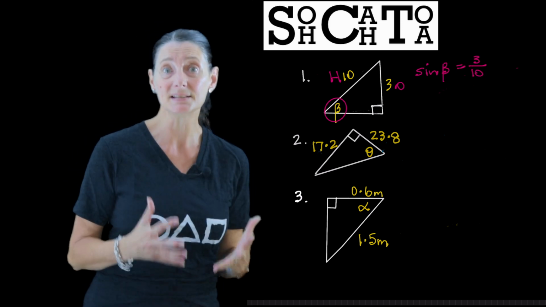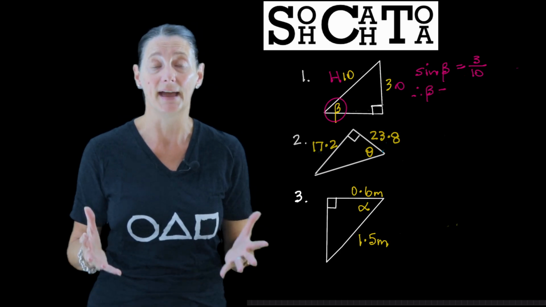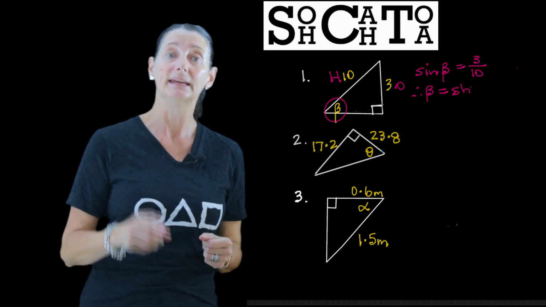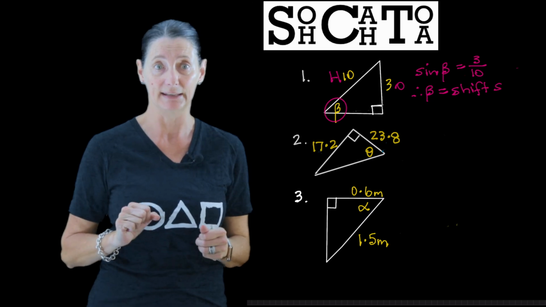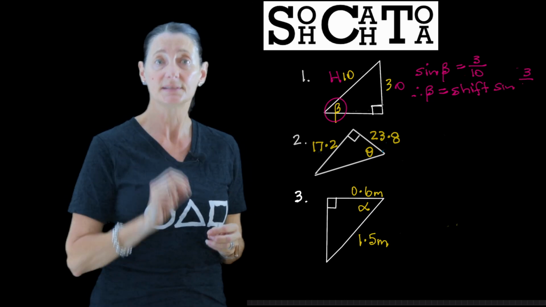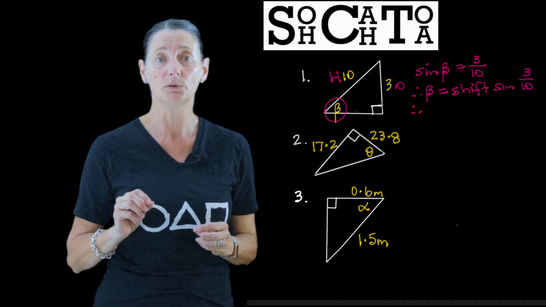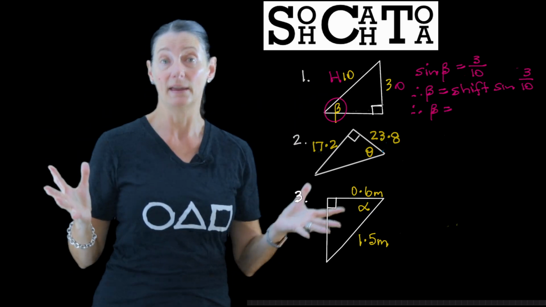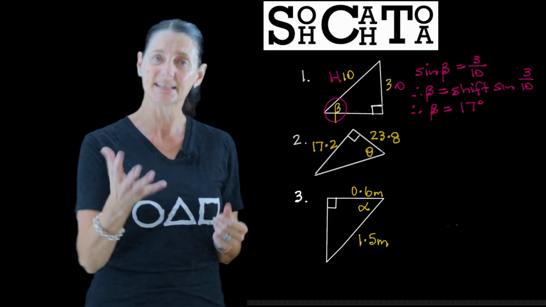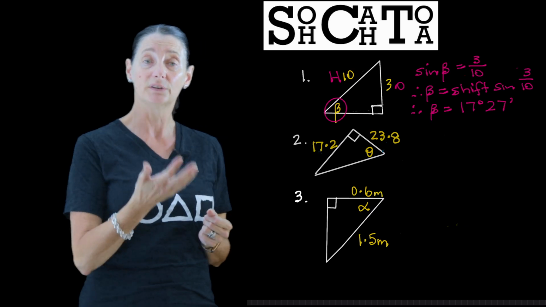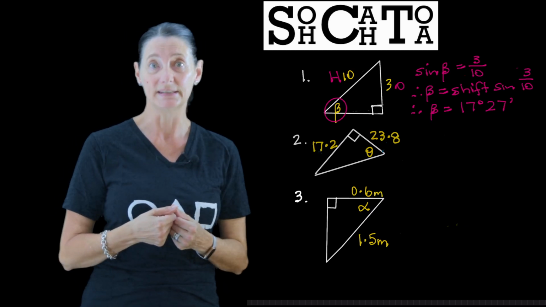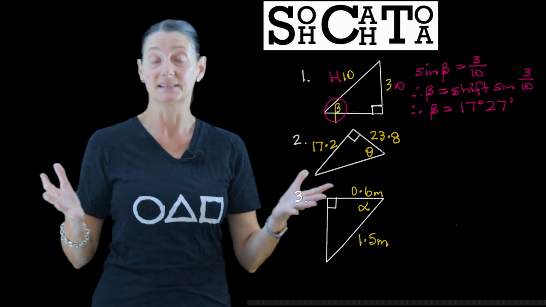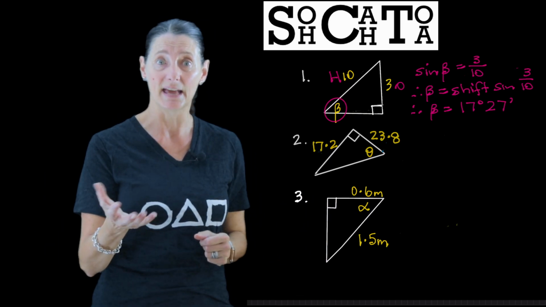Now remember, beta is the unknown. We need to find that. And in order to find an angle, we need to press the shift key on our calculator. So we're going to press shift sine 3/10 equals, there it is. You can actually press the degree minute button. And let's take this to the nearest minute, which reads 17 degrees, 27 minutes. That's it. It's as simple as that. But let's give a second example a go.